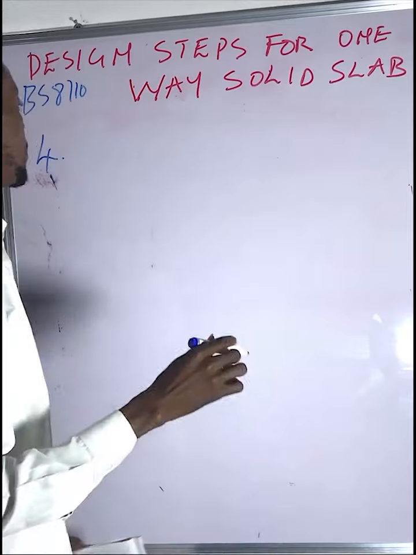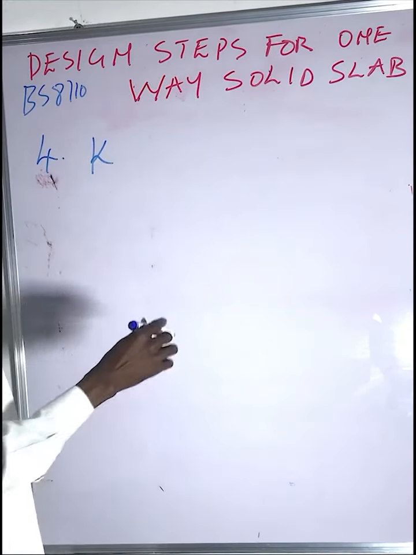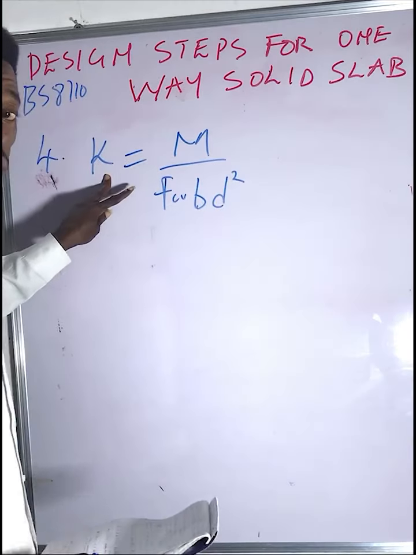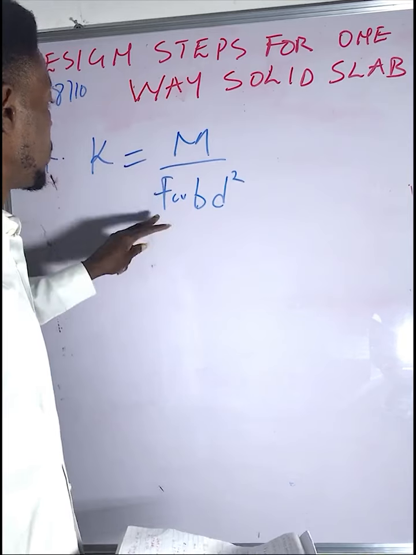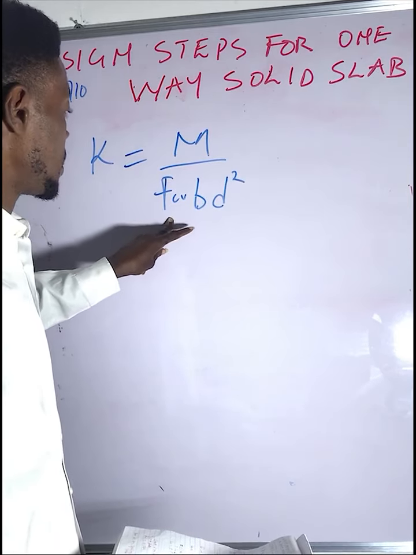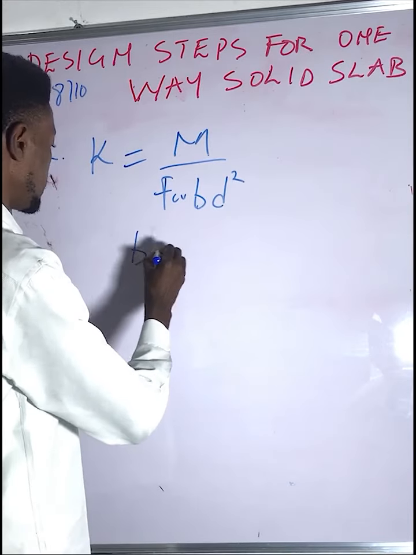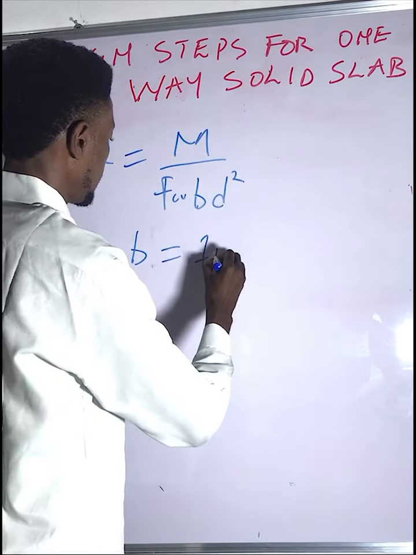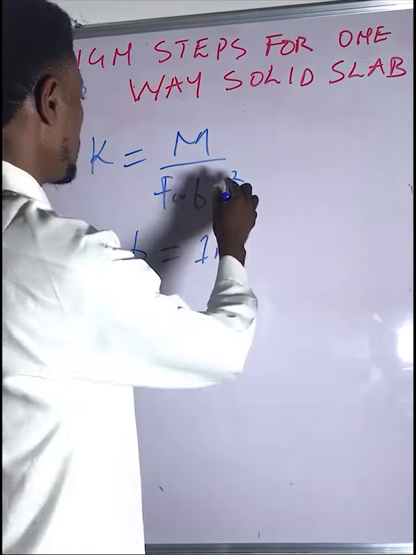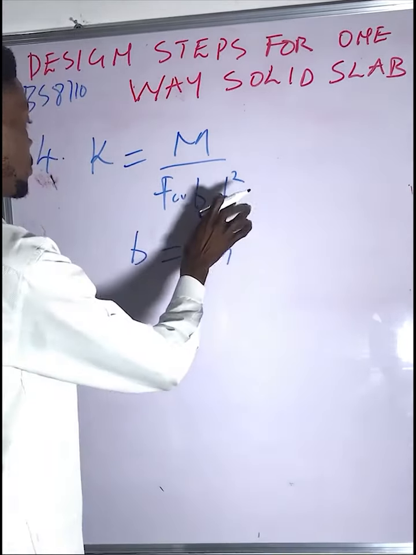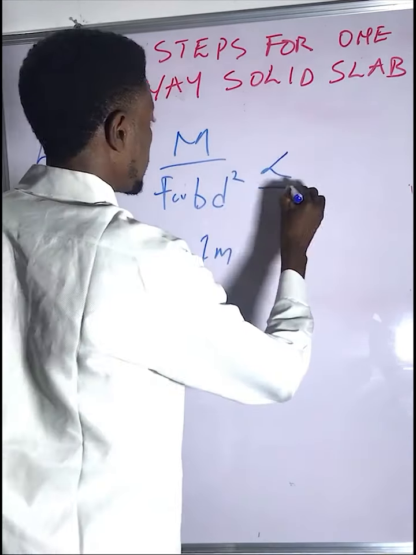Step 4. Get your K. Your K is the moment over the characteristic strength of concrete multiplied by the breadth, B, which should always be 1 meter, times the effective depth squared, D squared.